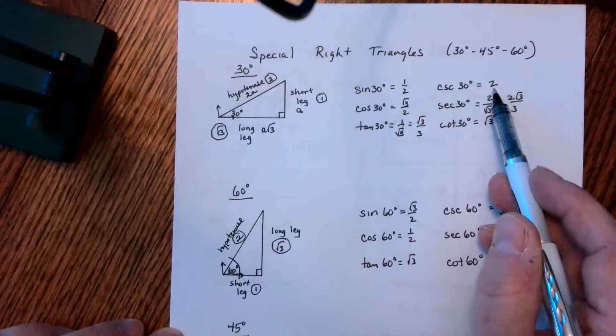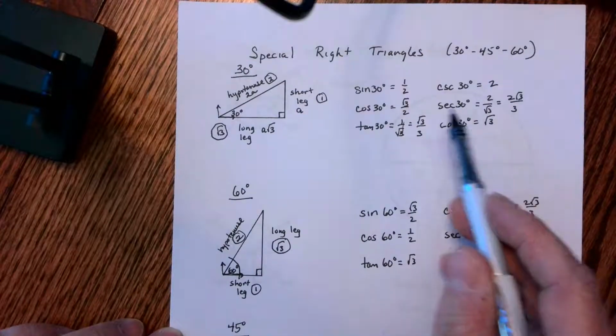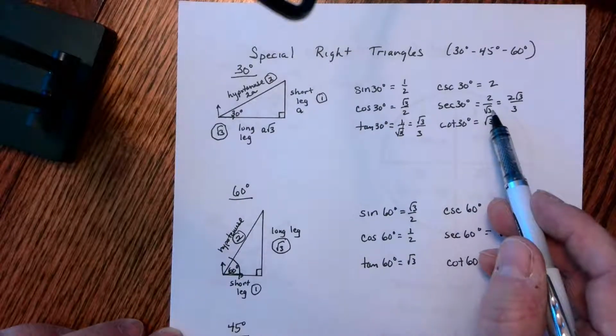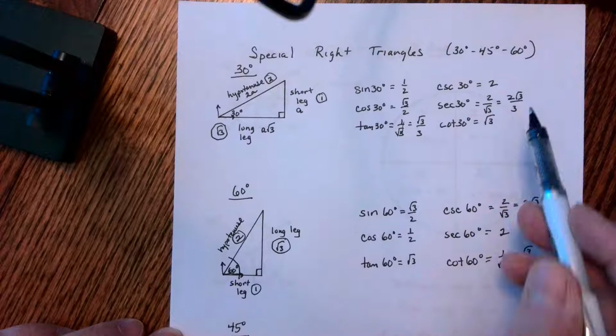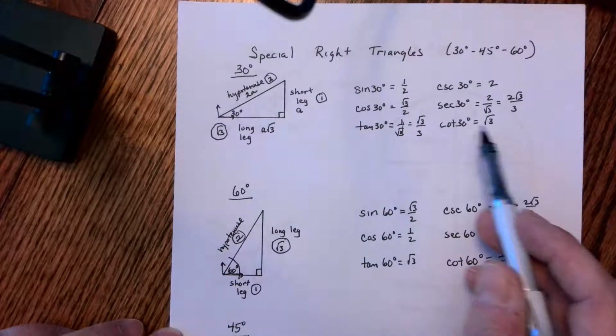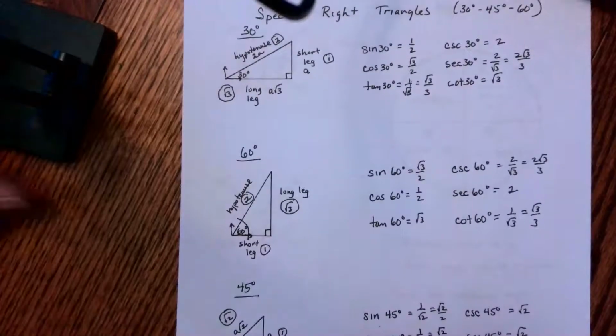Now taking the reciprocal of 1 over 2 would just be 2 over 1. So the cosecant of 30 degrees is 2. The secant of 30 degrees would be the reciprocal of square root of 3 over 2, which is 2 over the square root of 3, which will simplify into 2 square root of 3 over 3. And the cotangent of 30 degrees is just the square root of 3. Now these are very important values that you start to learn. They're going to come up quite frequently in trig.